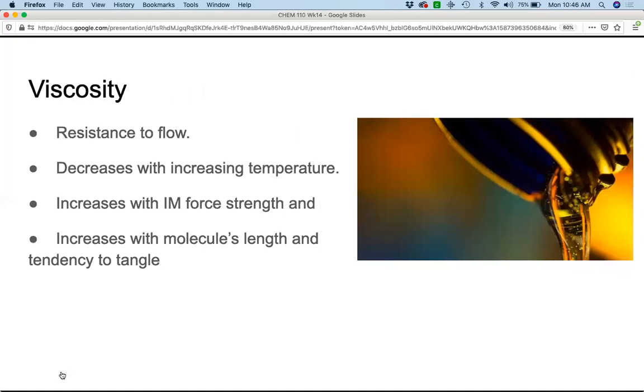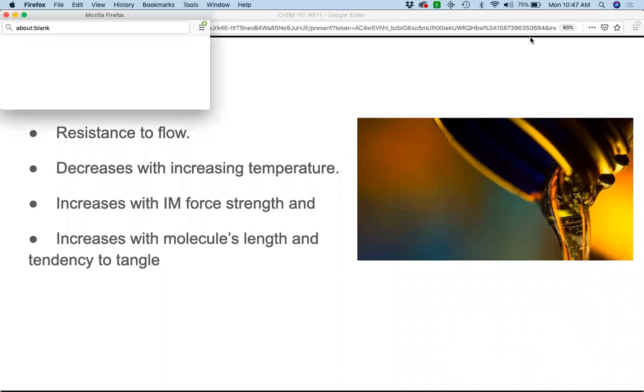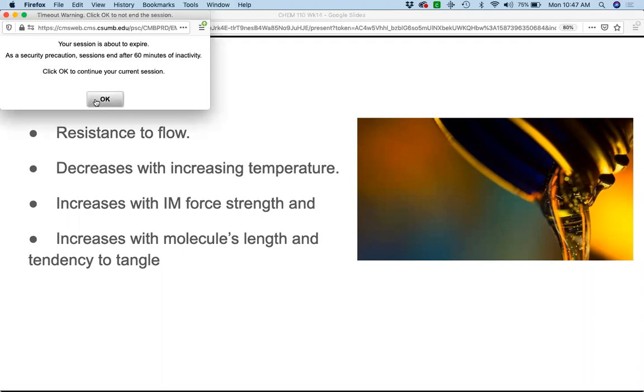Another property that we often see is viscosity. This is the resistance to flow. It's going to decrease with increasing temperature. So I want you to think about something that's a really thick liquid. Go ahead and put at least 3 examples in the chat of thicker liquids. What are some things you think of that have resistance to flow? Ooh, syrup, honey, oil. Those are great examples.